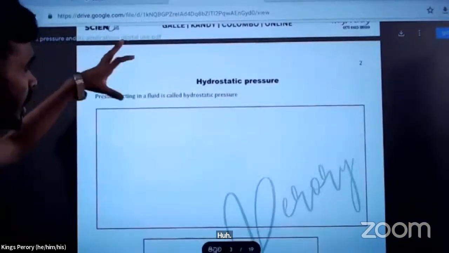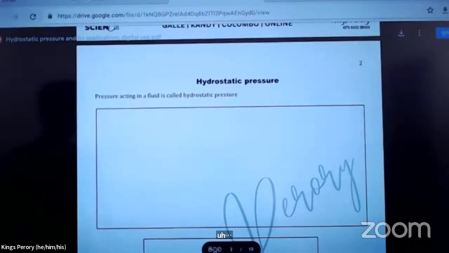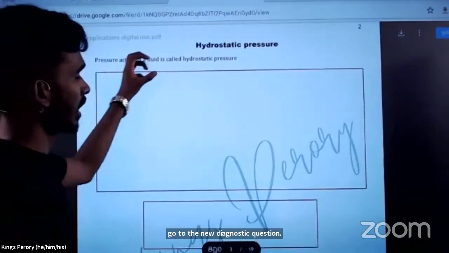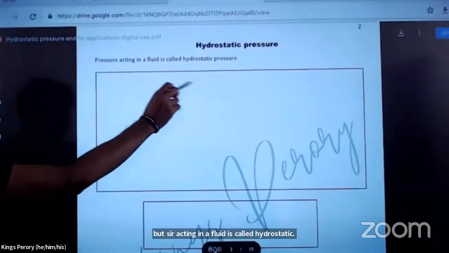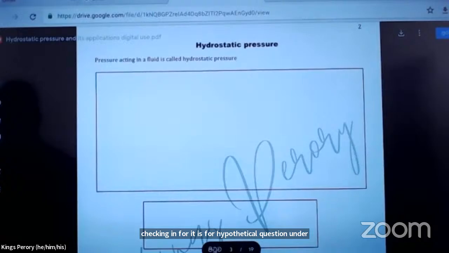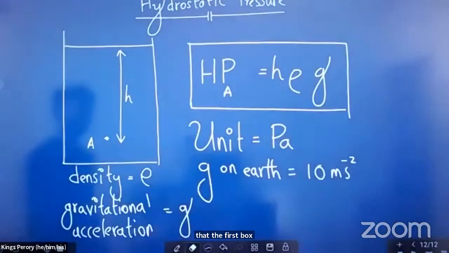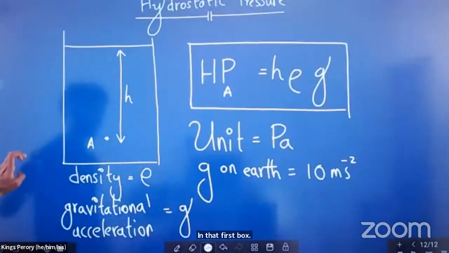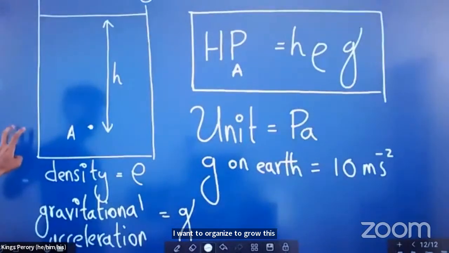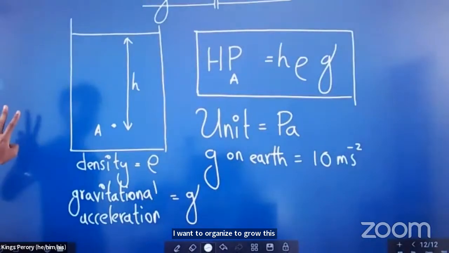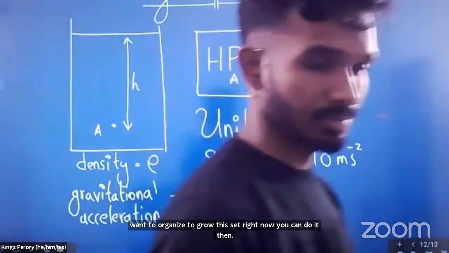Hydrostatic pressure. Pressure acting in a fluid is called hydrostatic pressure. Under that, the first box. In that first box, I want you all to nicely draw this and write it. Nicely write it. Use some color pens.